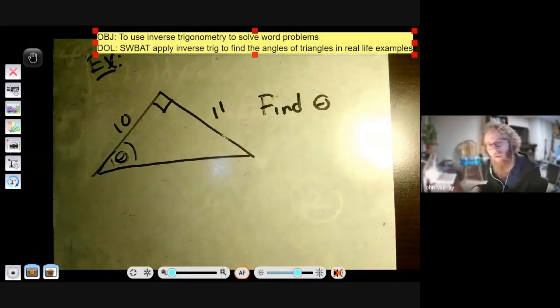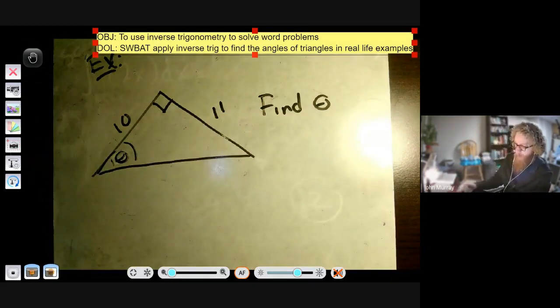All right, so here we have another triangle, a right triangle. The legs are 10 and 11. We want to find our theta, our angle. So actually, I'll give you guys 1 minute. You don't have to solve it, but just come up with the trig function that we could use to represent this situation. I'll give you a minute to think about it.